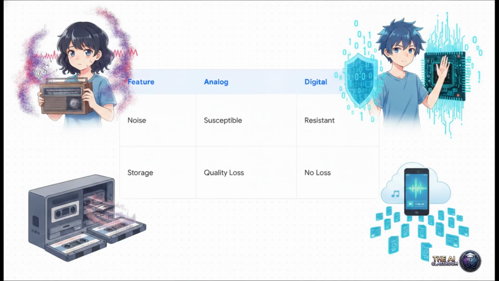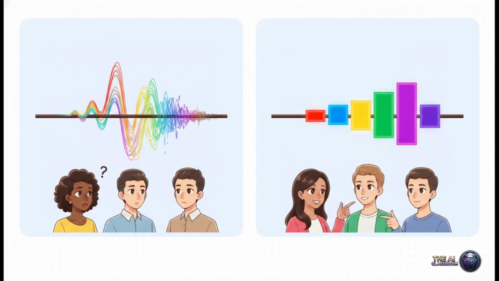Digital signals, however, they're tough. Because they're just rigid ones and zeros, they're highly resistant to noise. The computer knows exactly what a 1 should look like, even if there's a little static. And storage? Well, if you copy an analog cassette tape, the copy always sounds a bit worse. It's like a game of telephone. The message degrades. But digital? You can copy an MP3 file 10 million times, and that 10 millionth copy will sound mathematically perfect. Literally zero quality loss.